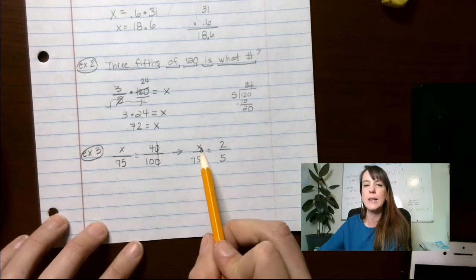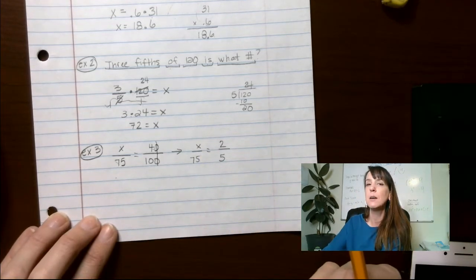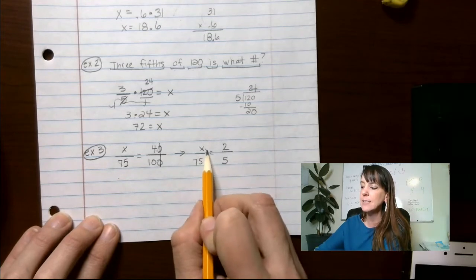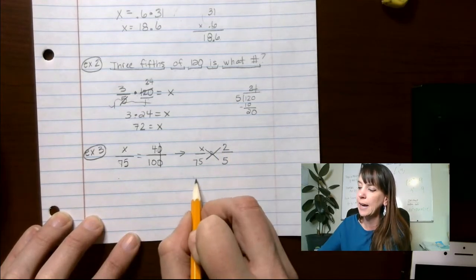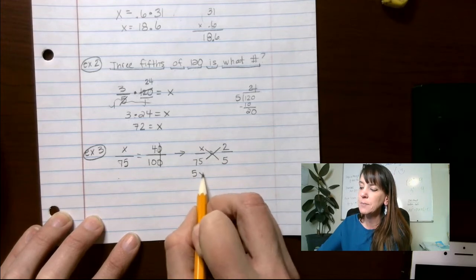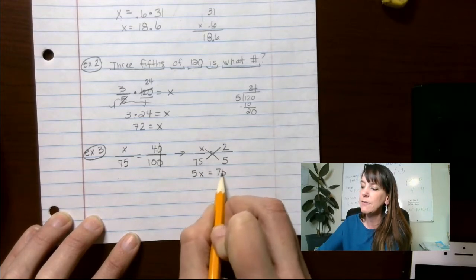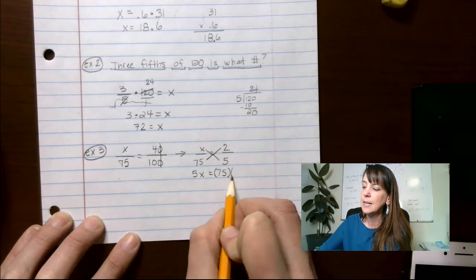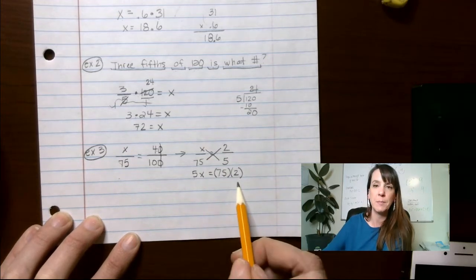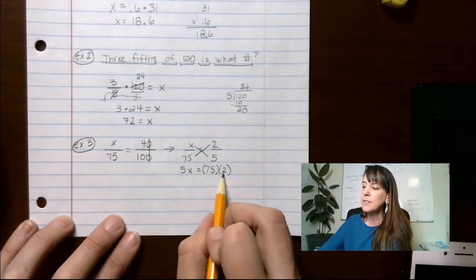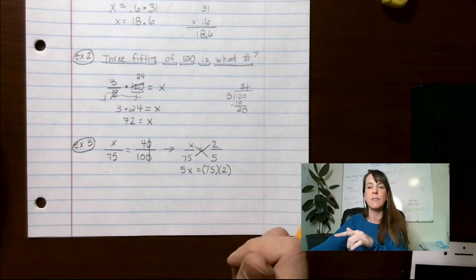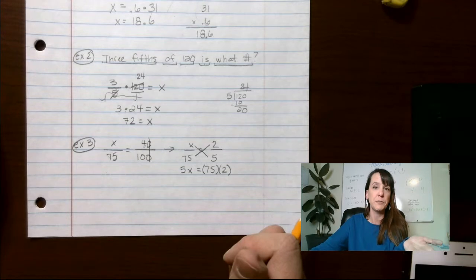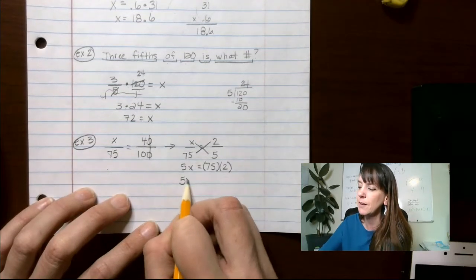Now, to solve for X, we're going to cross multiply. That means we're going to take X times 5 equals 75 times 2. So we're going to have 5 times X equals 75 times 2, and that means multiplication as well. 75 times 2, if you have 75 cents and you have another 75 cents, you'd have $1.50, right? So it's 150. So 5x equals 150.